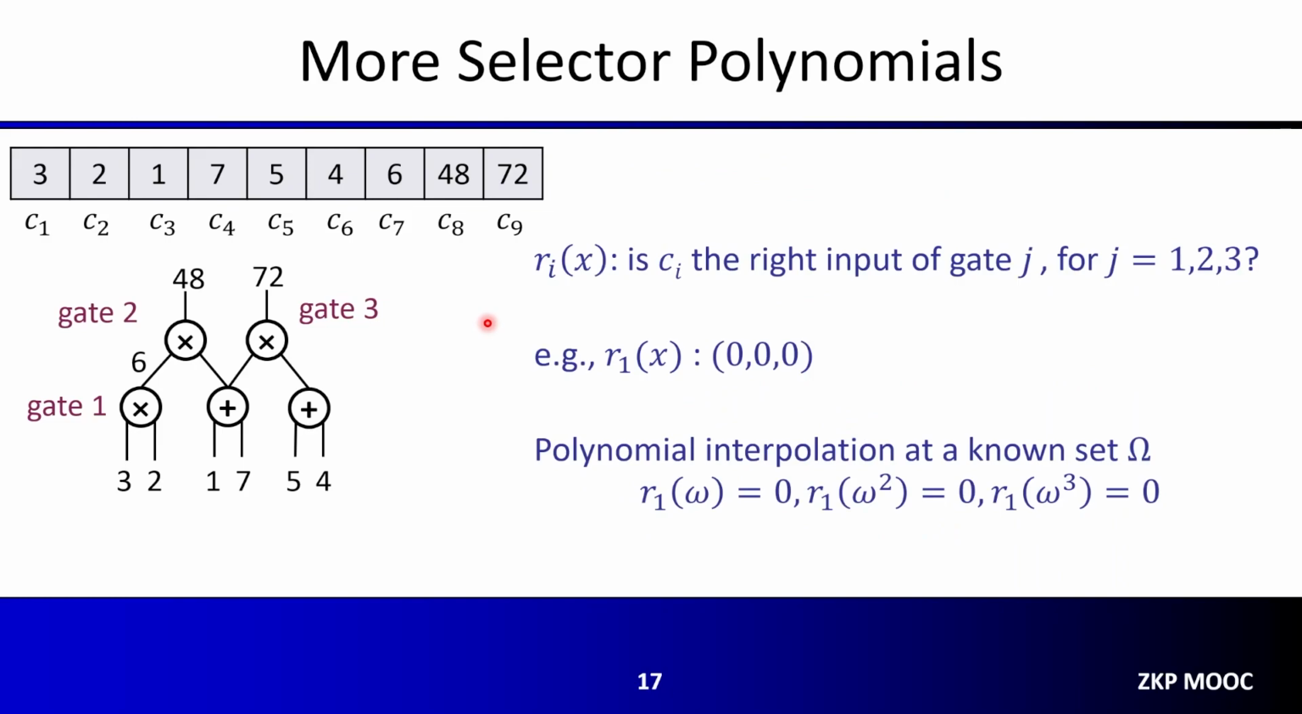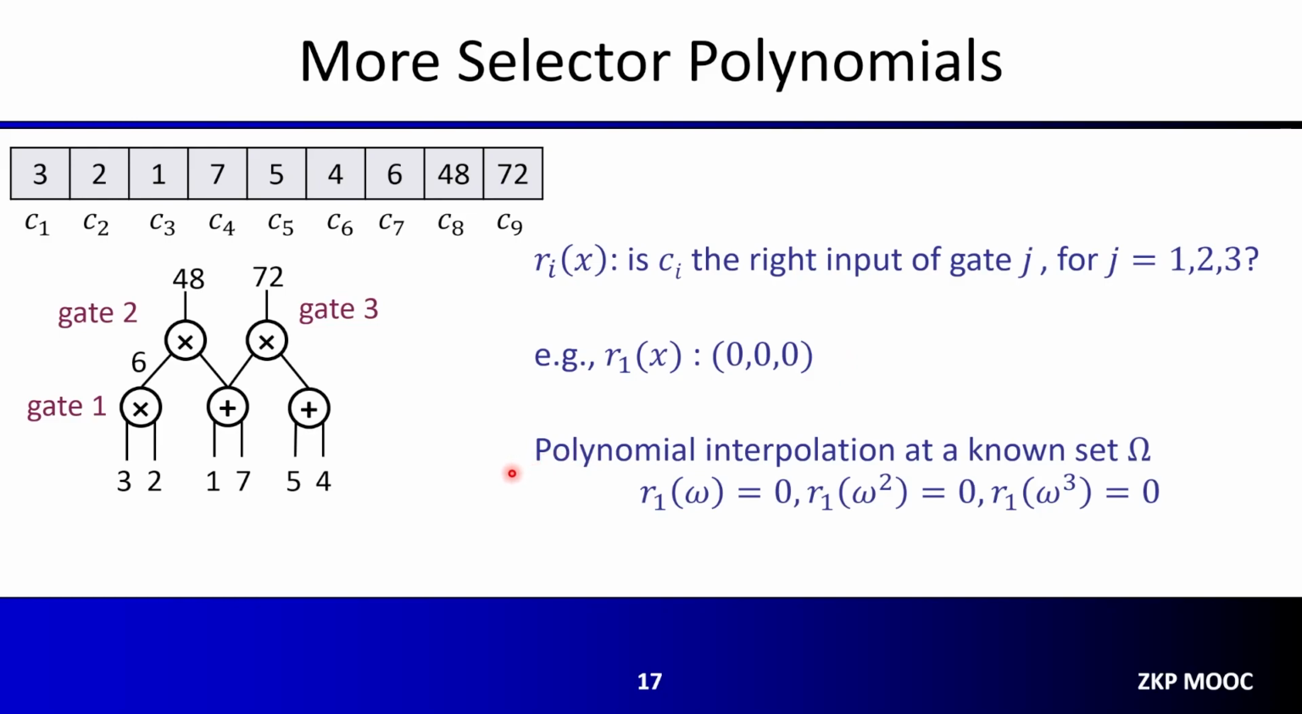So with that, then very naturally, we will have two more selector polynomials for the right input and output of every gate. So once we have Lix, the next one we have will be Rix. And we are asking the question, is each Ci the right input of gate J for all J? And again, to give an example, what is R1x? We are asking whether C1 is the right input of each multiplication gate. And clearly, this is not the right input of gate 1, not the right input of gate 2, and not the right input of gate 3. So we put 0 and 0 and 0 there.